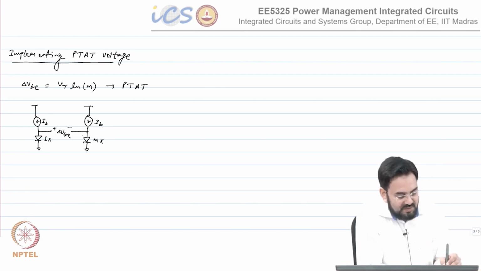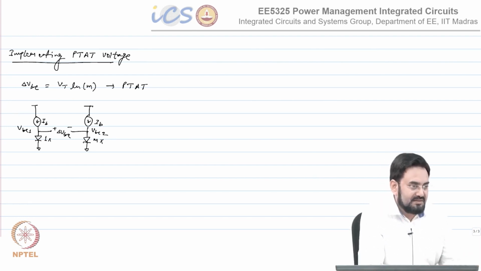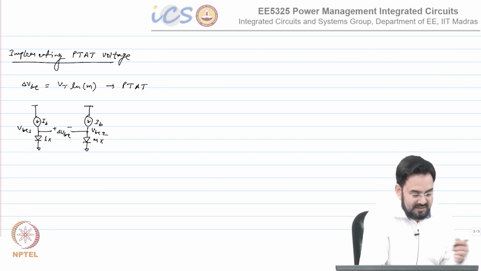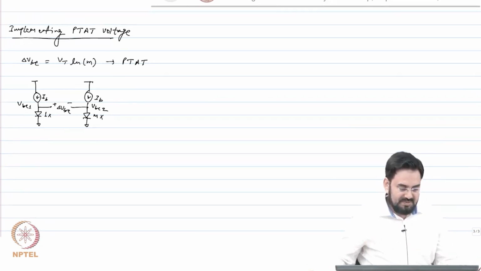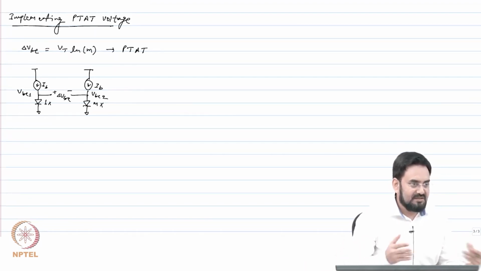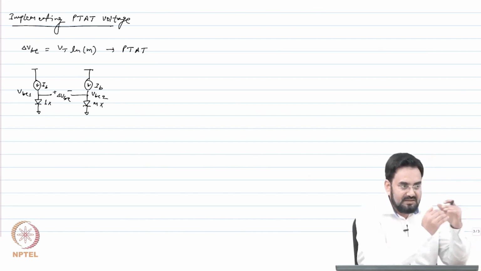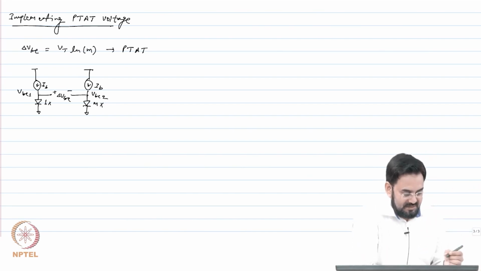So, this first device 1x will give you VB1, and the other VB2. So, VB1 you can use as a CTAT also, and the difference can be used as PTAT, but the slopes are not the same. So, you need to scale that. So, VB is fixed, VB is not scaled, but delta VB needs to be scaled to match the slope of your VB.